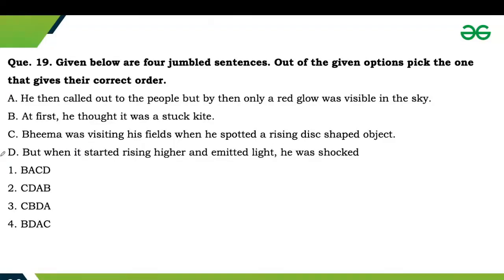So the passage begins with an introduction to the topic at hand. Okay, statement C, which talks about how Bhima was visiting fields when he spotted a rising disc-shaped object. Then it is followed by statement B. This talks about what Bhima's first reaction was at seeing that disc-shaped object. So we will opt B after C. Then comes statement D, which talks about how his perception changes when the disc rises higher. Then comes statement A, which talks about what Bhima does on realizing that the object was not what he thought. So C, B, D, A will be the correct sequence.